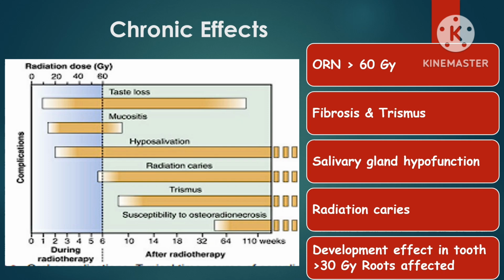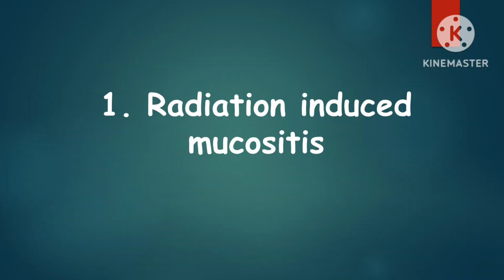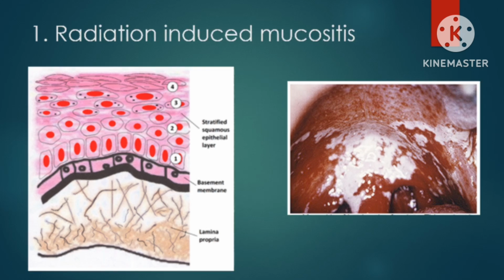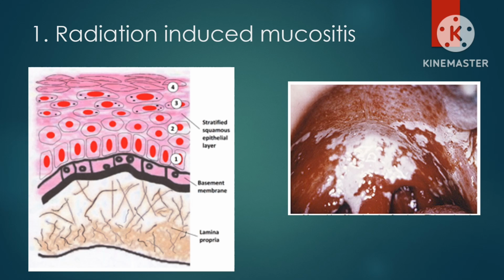Now we'll read about all the effects of radiations on the oral tissues one by one, starting with radiation induced mucositis. The oral mucosa contains a basal layer composed of rapidly dividing radiosensitive progenitor cells. By the end of the second week of radiation therapy, the cell death induces an inflammatory response and the mucous membrane begins to show areas of redness and inflammation, which is known as mucositis.